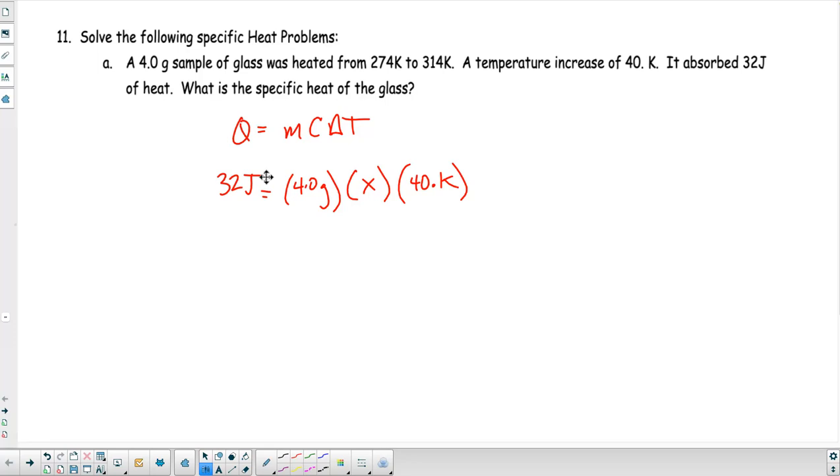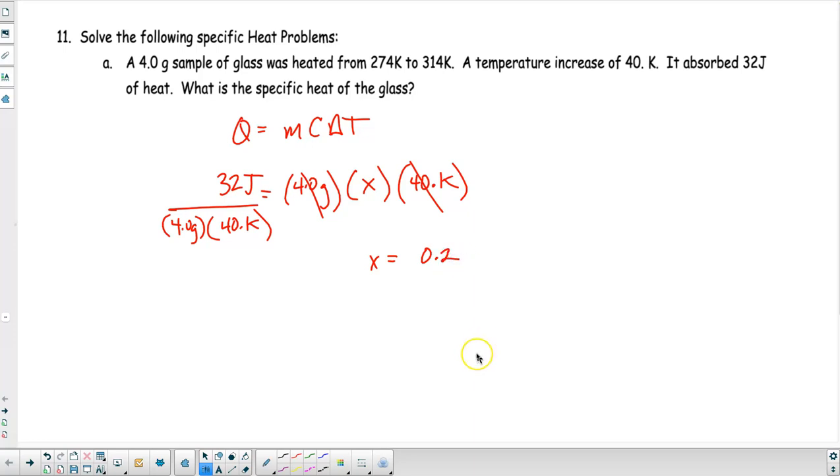Basically, this is just rearranging and solving for x. So you need to get x by itself, which means you have to divide this side by 4 grams. You also have to divide this side by 40 Kelvin. So these cancel. Now it's time to punch this into your calculator. You type in 32 divided by 4 divided by 40, and your calculator is going to spit out this.